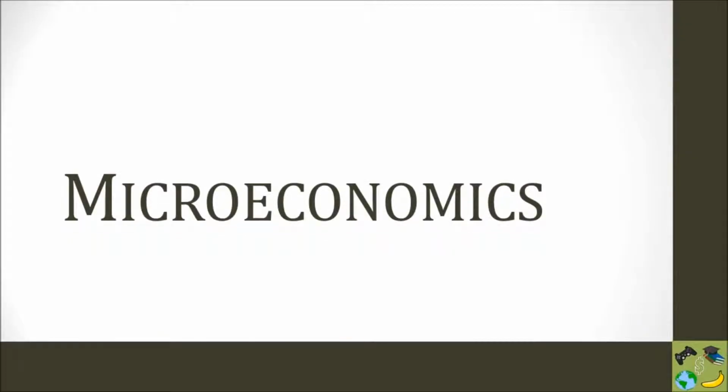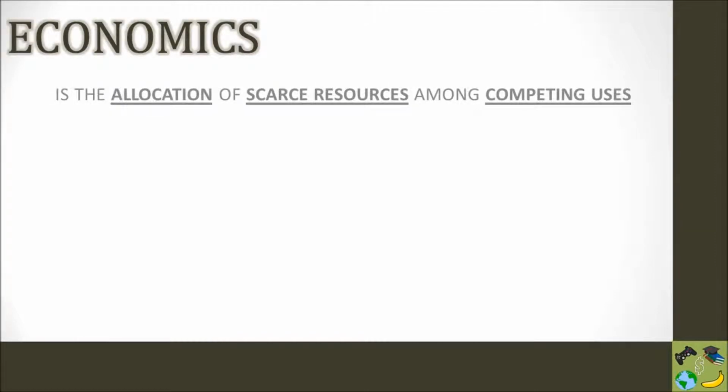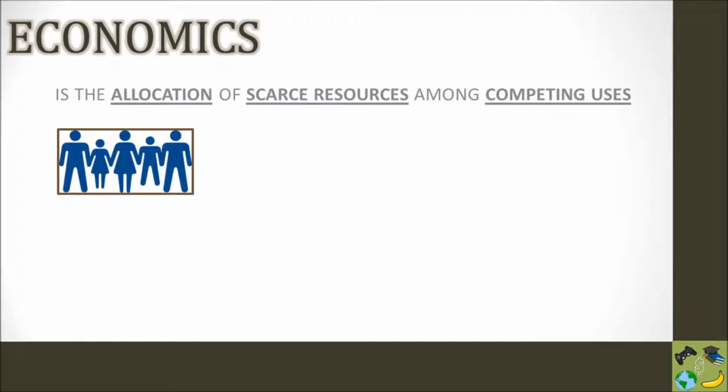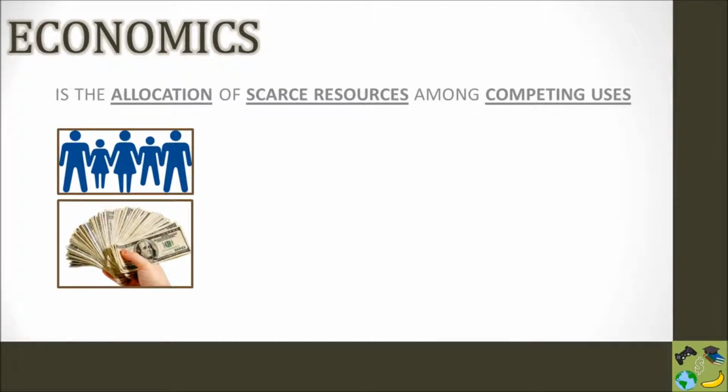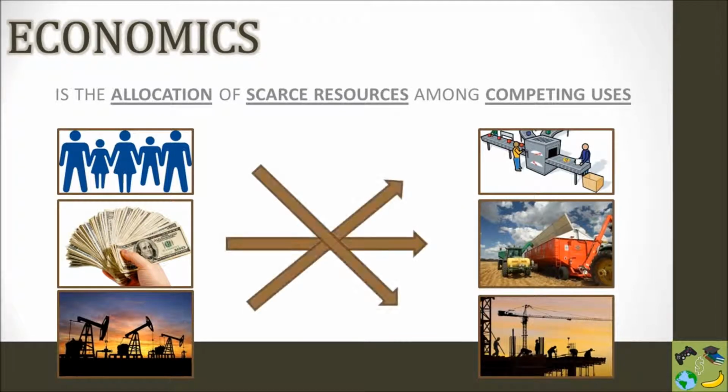This video is an introduction to microeconomics. Let's begin with a basic definition of economics. It is the allocation of scarce resources among competing uses. Resources are, for example, people, money, and natural resources such as oil and natural gas. And these need to be allocated to competing uses such as manufacturing industrial goods, farming, or building infrastructure.